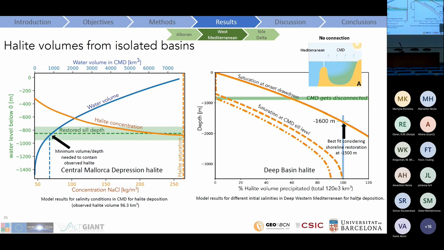And this is not in line with general ideas of how an isolated basin would behave if you still have a certain freshwater inflow. So both of these results actually confirm that it's possible to form all of the halite in the Western Mediterranean only during the drawdown stage. And it's not necessary to reach saturation before the onset of the drawdown.